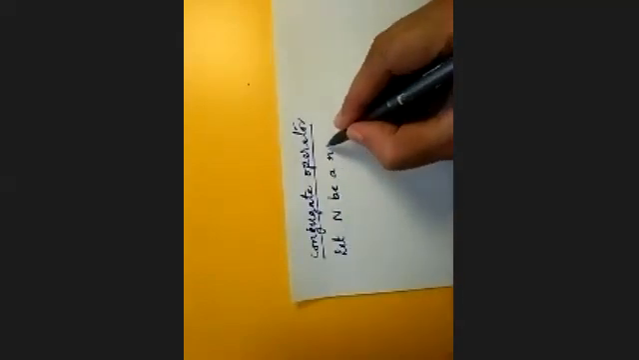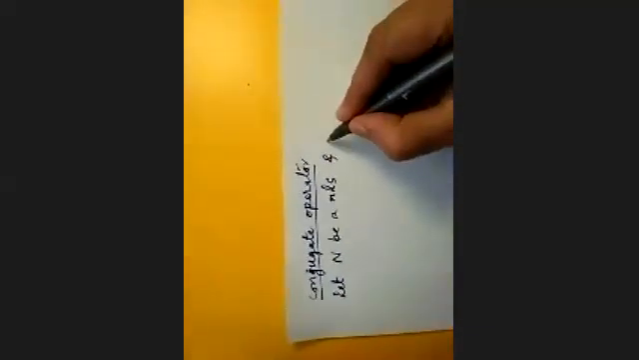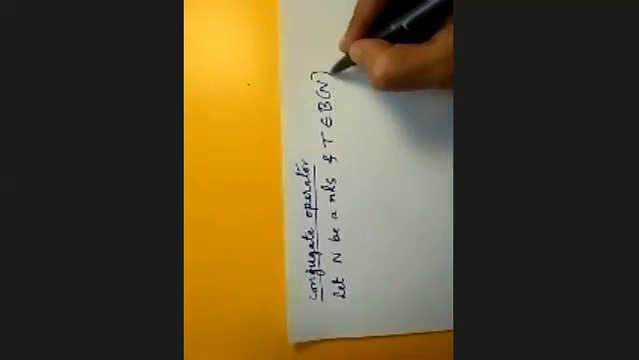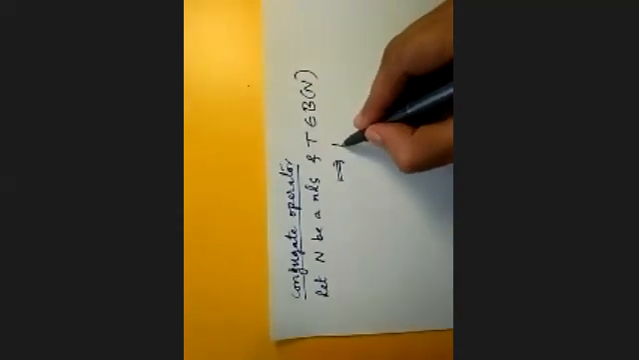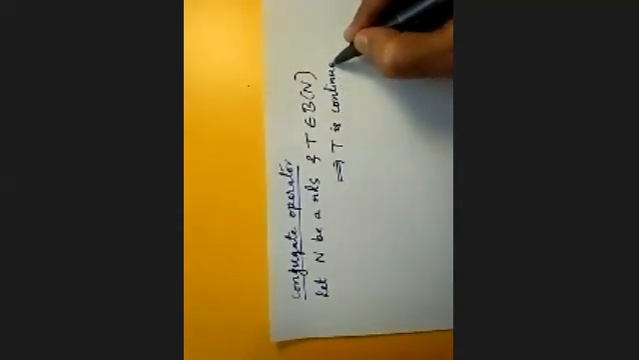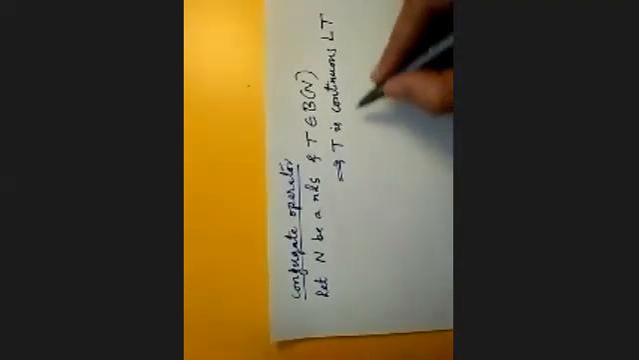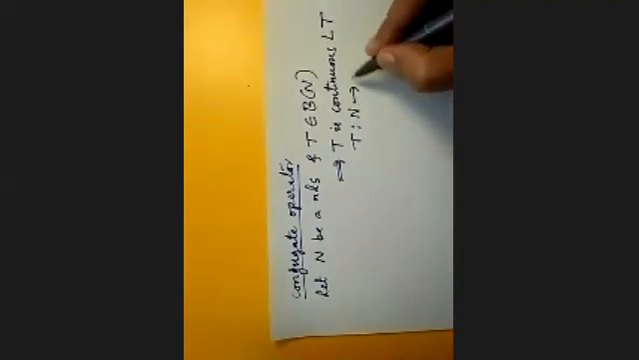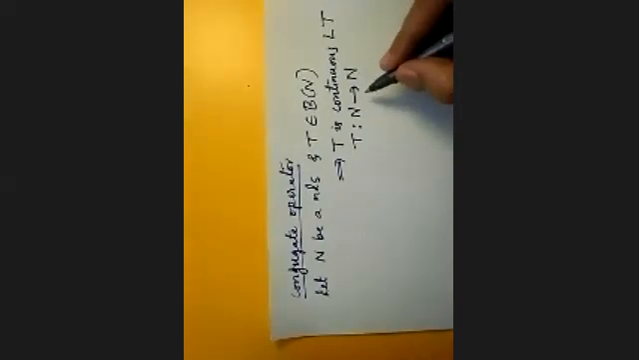Yeah, we shall start with the conjugate operator. Let N be a normed linear space, and let us take a mapping T belonging to B of N. That is, T is a continuous linear transformation, and our T is a mapping from N to N only. Domain and codomain are both N only.